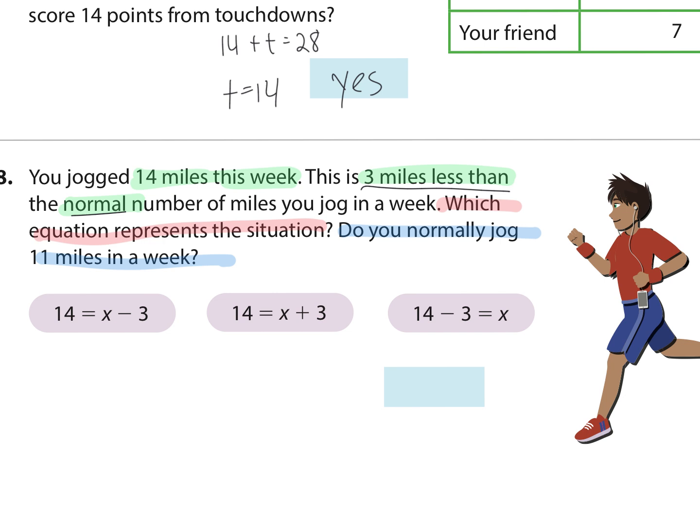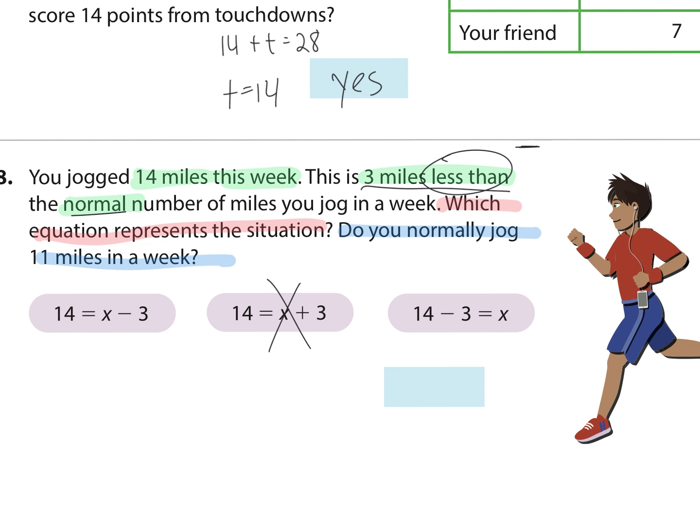Okay, so it says which equation represents the situation. If I know that 17 is my normal, and I'm doing 3 miles less than, how do I show 3 miles less than something? Is that adding to something? It's subtracting. This less than right here means subtract. I need to be looking for an option that has subtraction. This is the only one that has addition, so I know this one's out.